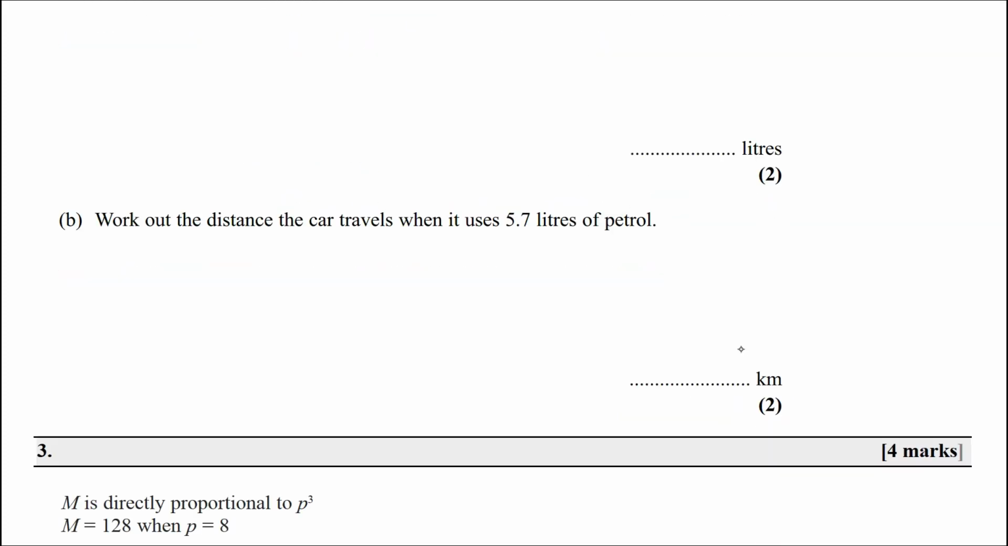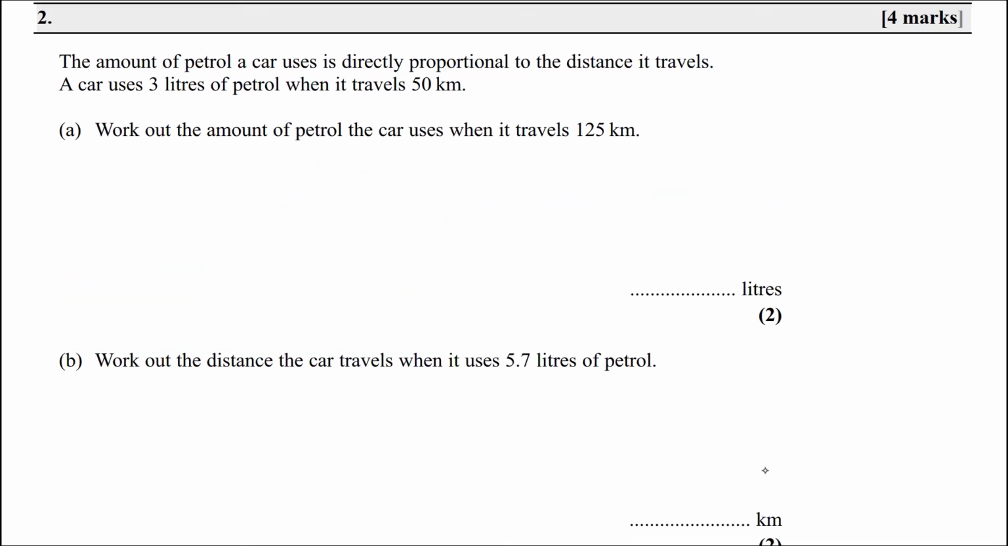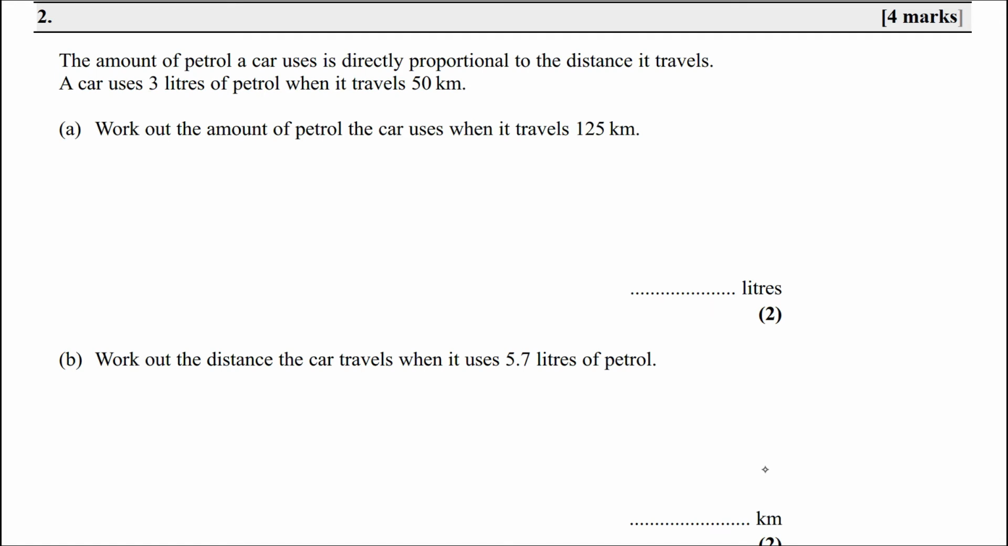Okay, next question. In number 2, we have the amount of petrol a car uses is directly proportional to the distance it travels. So a car uses 3 liters of petrol when it travels 50 kilometers. Work out the amount of petrol the car uses when it travels 125 kilometers.